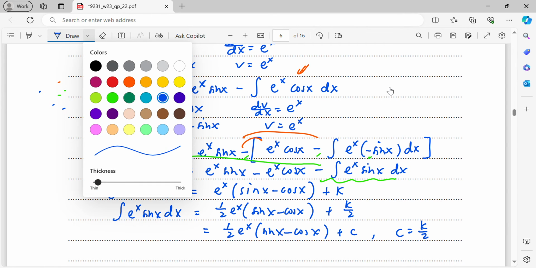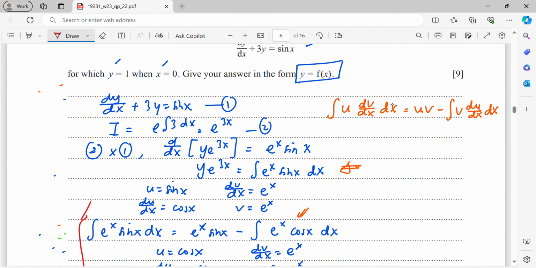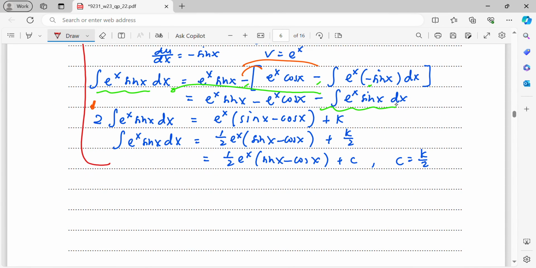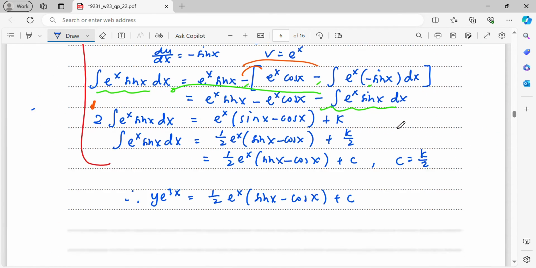So now I will substitute this result into my working over here. So I will rewrite y e^{-3x} is the integration. So y e^{-3x} equals half e^x times sin x minus cos x plus c. But when you refer back to the question, your question is y equals f(x). Your final answer must be y equals f(x) and not y e^{-3x}. So now I move the e^{-3x} to the other side.